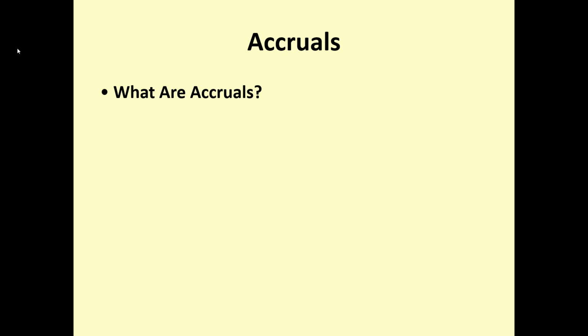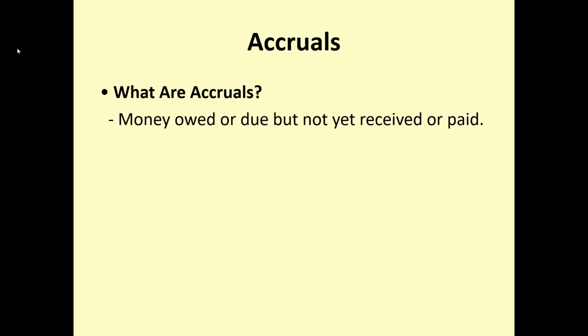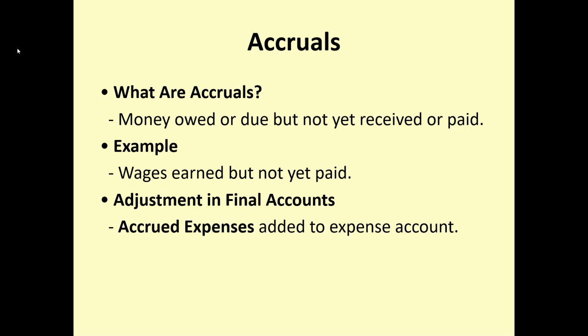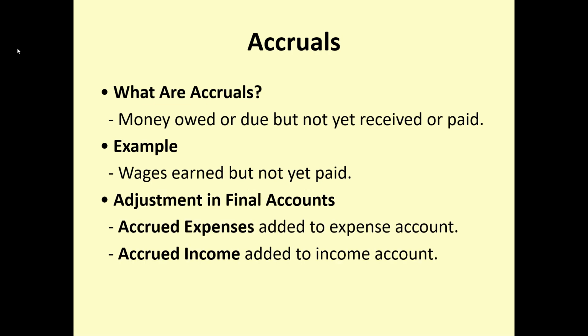Accruals. What are accruals? It is money owed or due but not yet received or paid. Example, wages earned but not yet paid. The adjustment in the final accounts is as follows: accrued expenses are added to the expense account, and accrued income is added to the income account.